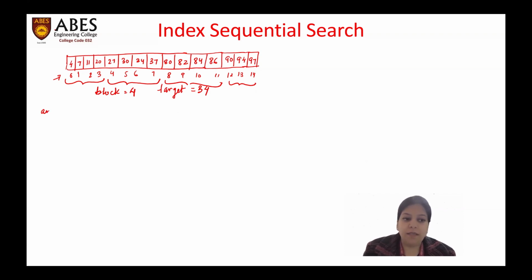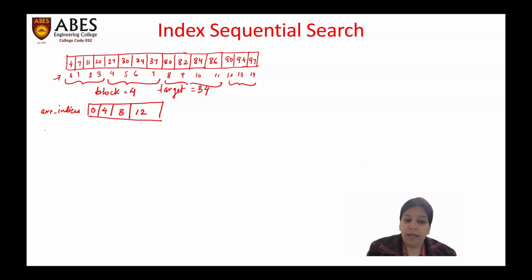Suppose we are taking another array with the name array indices. We can take any name. Here I'm taking array indices. This array indices will store the starting index of each block. So here we can say that the first index is 0. And if the block size is 4, then the next index becomes 4, the next becomes 8, and the next index becomes 12.